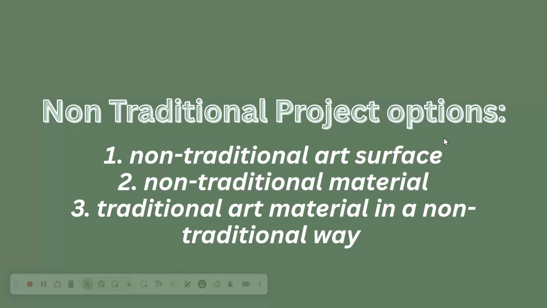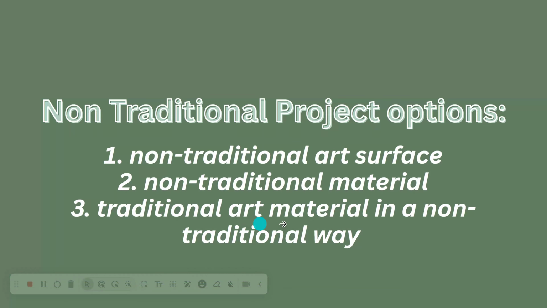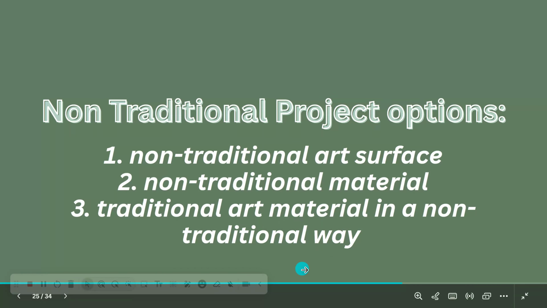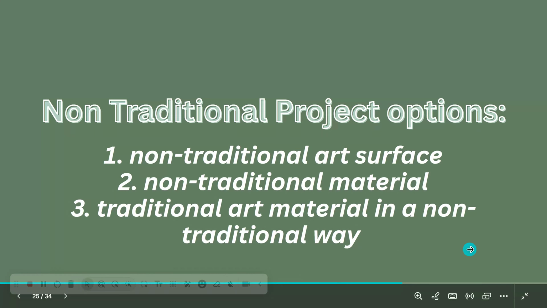So just think about things that would be accessible to you as far as non-traditional materials go. Or you can think about different methods of art making, and how you could use a traditional art material that we have in this classroom, but in a non-traditional way. An example would be using watercolor paint and applying it with a straw, blowing bubbles and creating an artwork in that way.